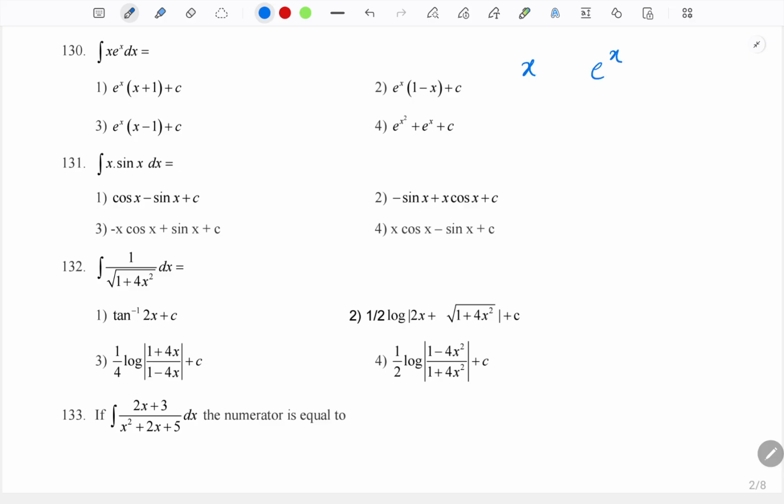Now, students, on this side, do differentiation. This is the first function, this is the second function, right? This side, derivative. This side, integration. Now write it down. Derivative of x is 1. Integral of e power x is e power x. Derivative of 1 is 0. Integral of e power x is e power x.